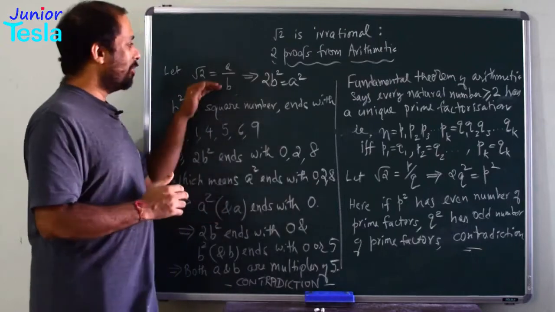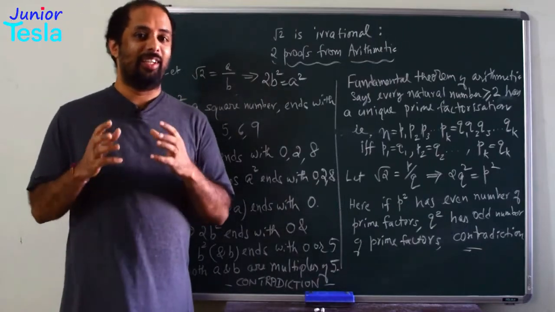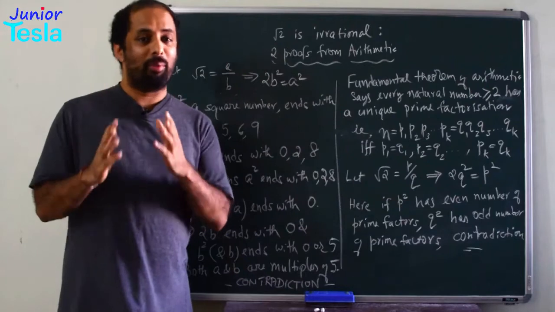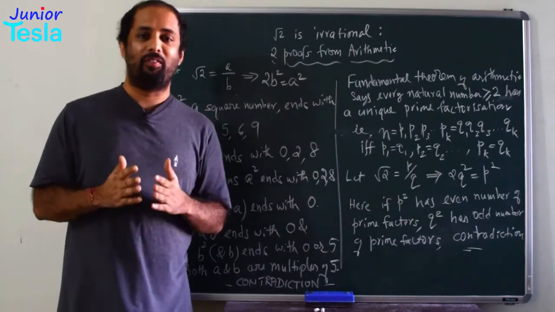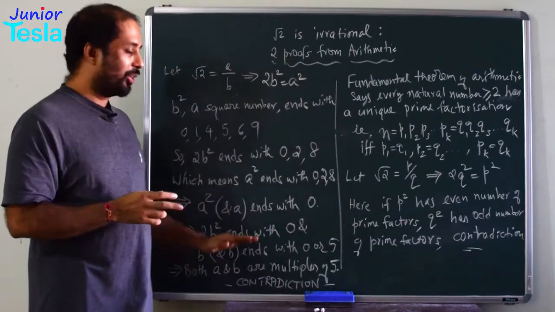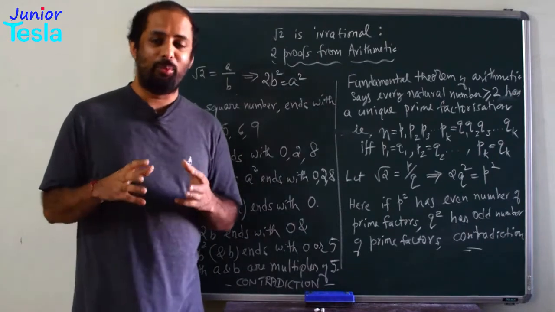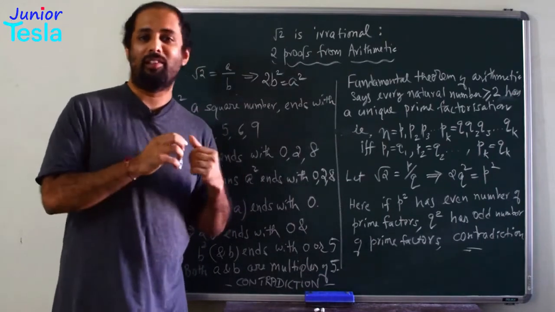But in the assumption we had said that both a and b are co-prime to each other, they do not have any common factor. But finally we are coming to a conclusion that both a and b are multiples of 5.